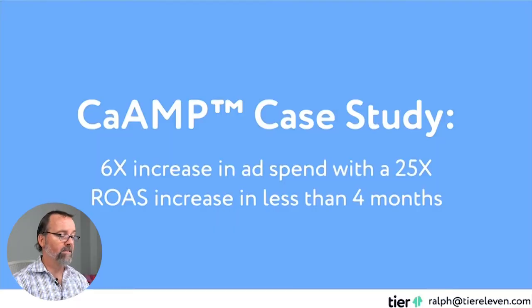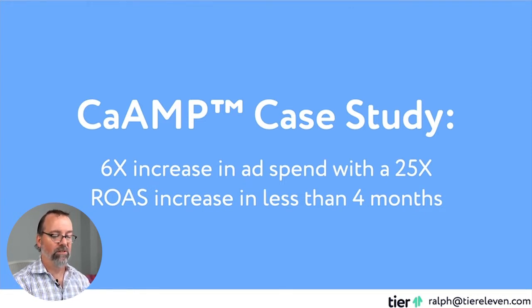So this customer experienced a 6x increase in ad spend with a 25x ROAS increase in less than 4 months. What they were doing is that there wasn't much variety in their creatives and their audiences. Their messaging really needed improvement. Their tracking was all messed up. Plus, they had an ad account that was banned, and we had to do something about that, obviously.